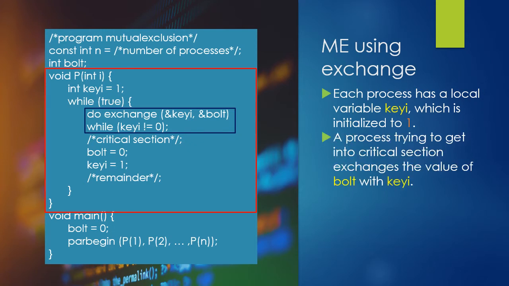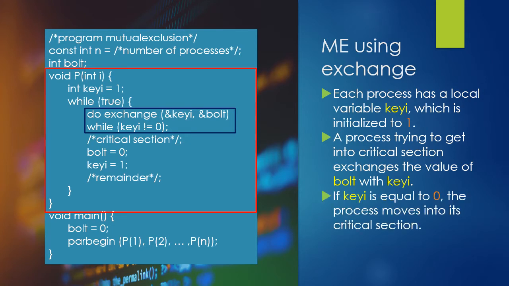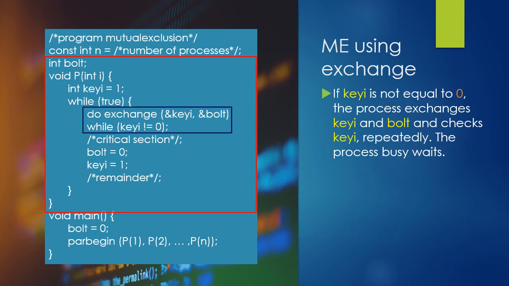A process trying to get into critical section fetches the value of bolt and exchanges the value of bolt with key I. After the exchange, key I is compared to 0. If key I is equal to 0, the condition of the while becomes false and the process moves into its critical section. Critical section is a comment which can be replaced with code that would be manipulating shared modifiable data.